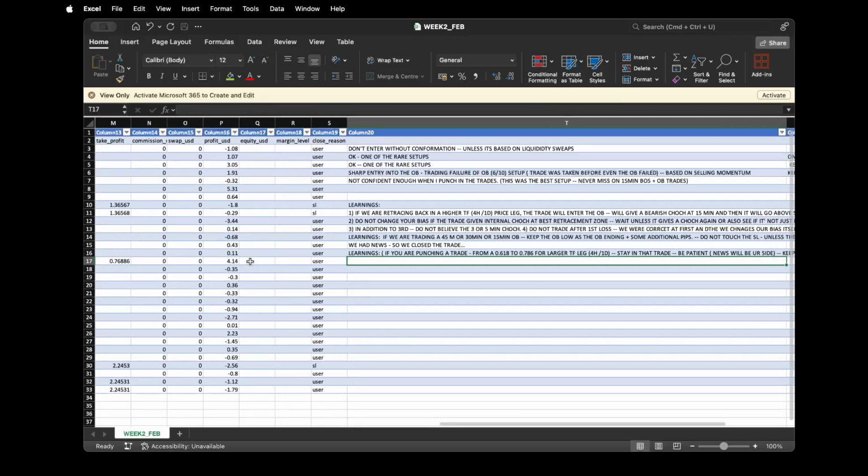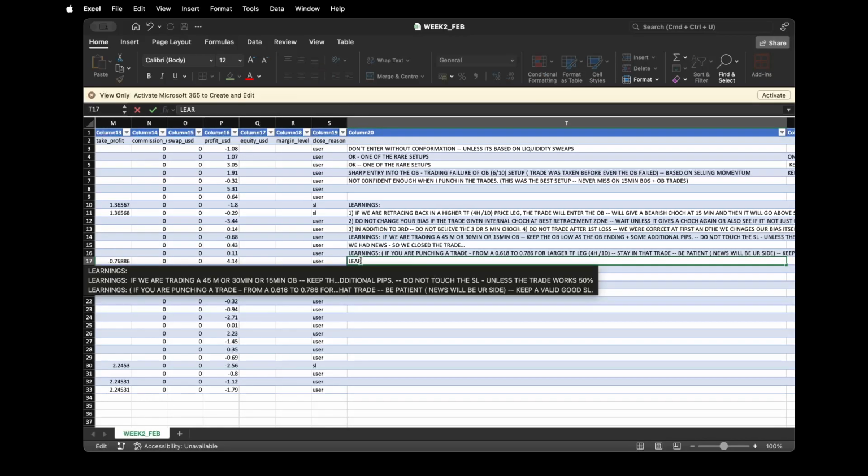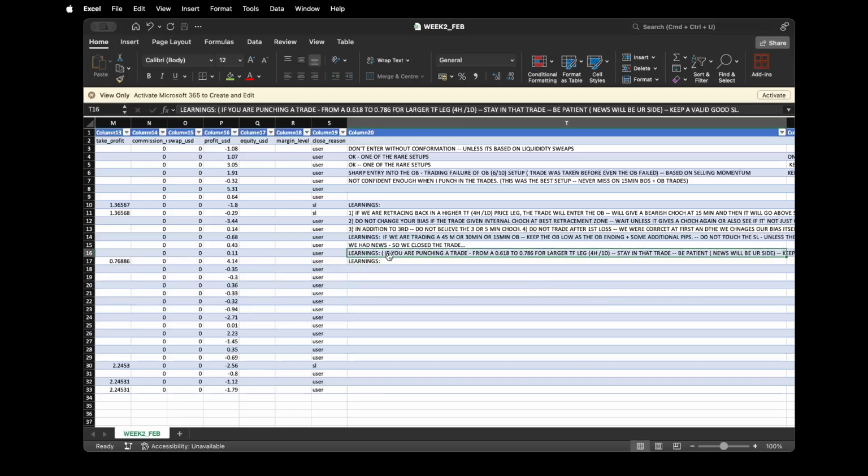Okay, so again, learnings again. Do not close your trade ever. Just put the right SL. If it works, if we get 50% to SL, make it break even, and just sit.